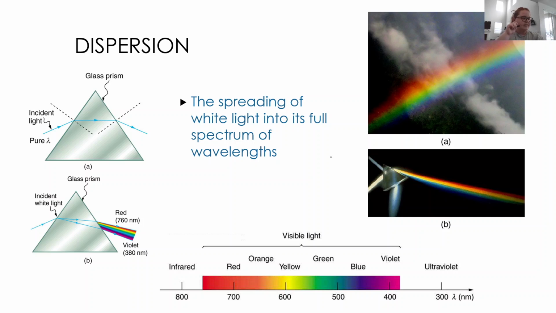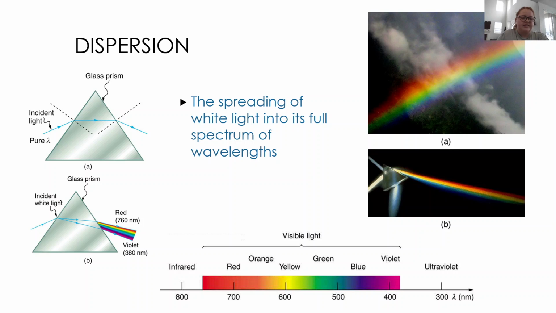All right, so this is what I mentioned at the start of our discussion, this dispersion of light, okay? This is the spreading of white light into its full spectrum of wavelengths. So I have a few pictures here and a reminder of our visible light range here. So we have a glass prism where we have the incident light coming in, and it'll hit some glass, change direction, and go back into air and change another direction. So this is the idea.